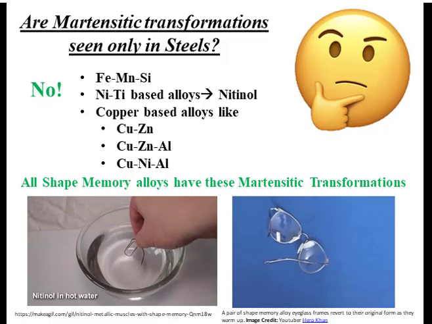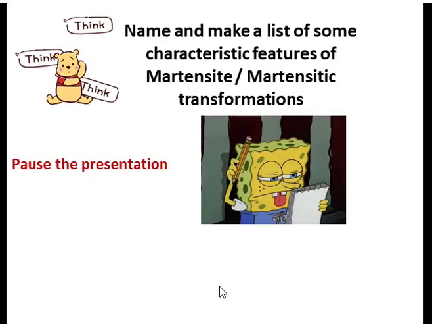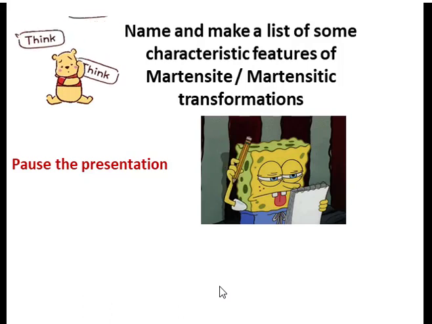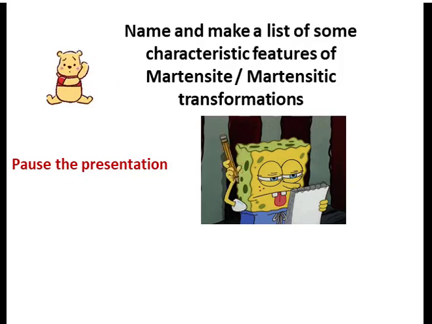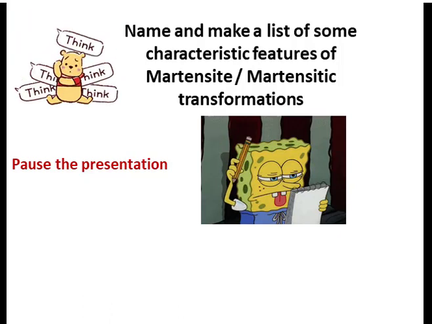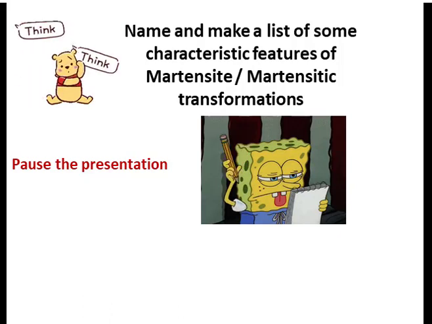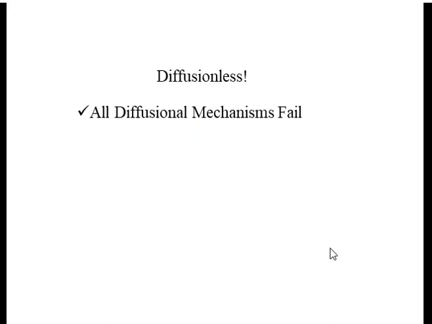So when I say martensite, can you name and make a list of some characteristic features of martensite or martensitic transformations that you might know or have heard of? You may pause the presentation here and make a list. The first thing that comes to our mind is diffusionless. When I say martensitic transformations, that means all diffusion mechanisms have failed and there is no time for diffusion to happen.